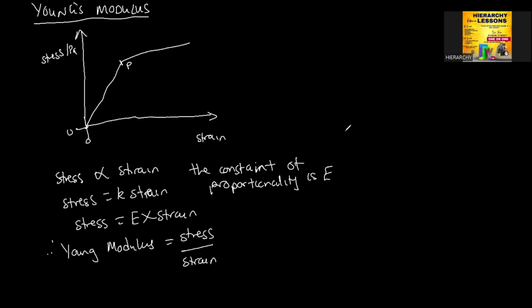Now we want to derive the formula for Young's modulus. We know it's stress over strain. So E is equal to, what is stress? Stress is force over area, divided by strain, which is extension over original length. So Young modulus E is equal to FL over Ae. That's what gives us the Young's modulus.